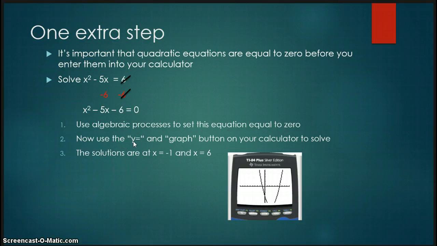I press y equals again, I enter this left-hand side just like I see it, and then I press graph. And it is obvious that it has two whole number solutions, and those two solutions are at x equals positive 6 and over here at x equals negative 1.